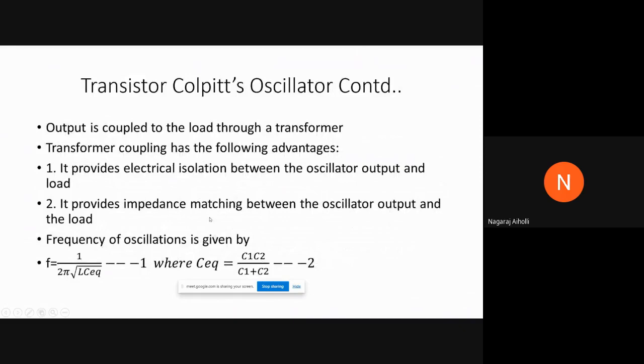Then the frequency of oscillation of the transistor Colpitts oscillator is given by f is equal to 1 upon 2 pi square root of L C equivalent, where C equivalent is C1 C2 by C1 plus C2.